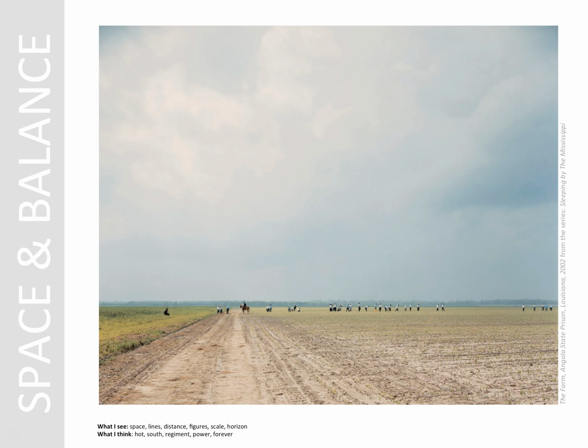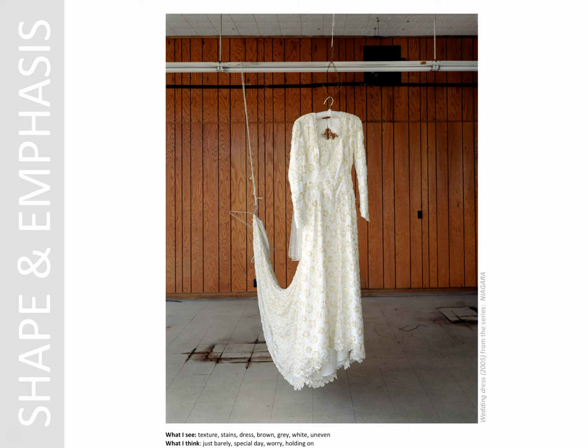What I see: space, lines, distance, figures, scale, horizon. What I think: hot, south, regiment, power, forever. What I see: texture, stains, dress, gray, white, unevenness. What I think: just barely, special day, worry, holding on, ghostly.